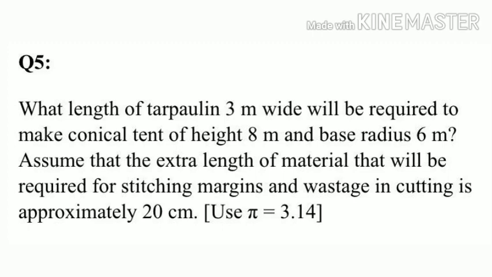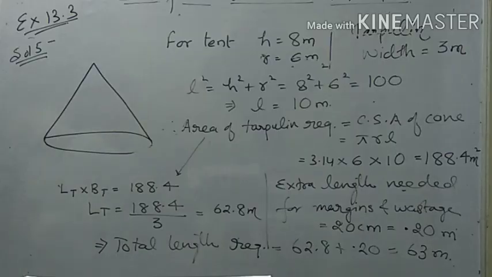Question number 5 of the exercise. What length of tarpaulin 3 meter wide will be required to make a conical tent of height 8 meter and base radius 6 meter? Assume that the extra length of material that will be required for stitching margins and wastage in cutting is approximately 20 centimeter. Yes. Now in question number 5, what is given? We are provided with the dimensions of the tent. Height is equal to 8 meter and radius is equal to 6 meter.